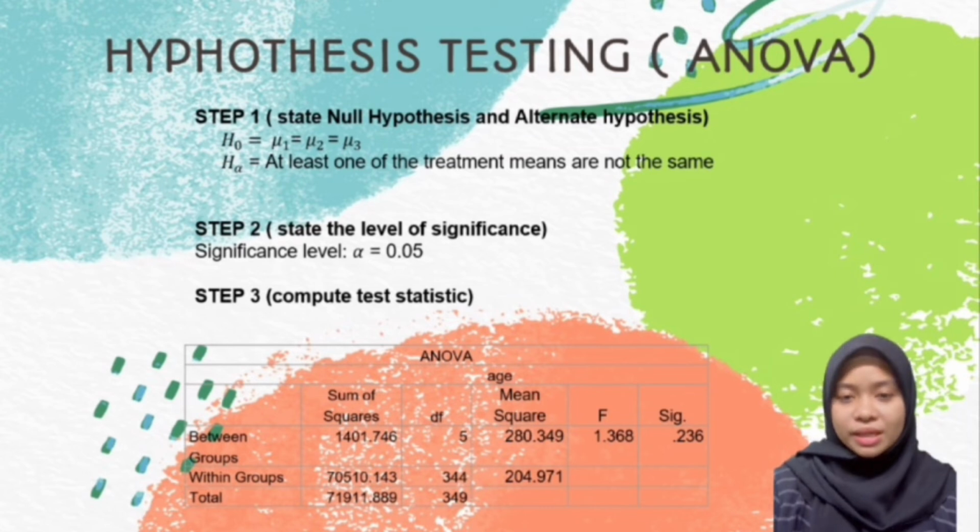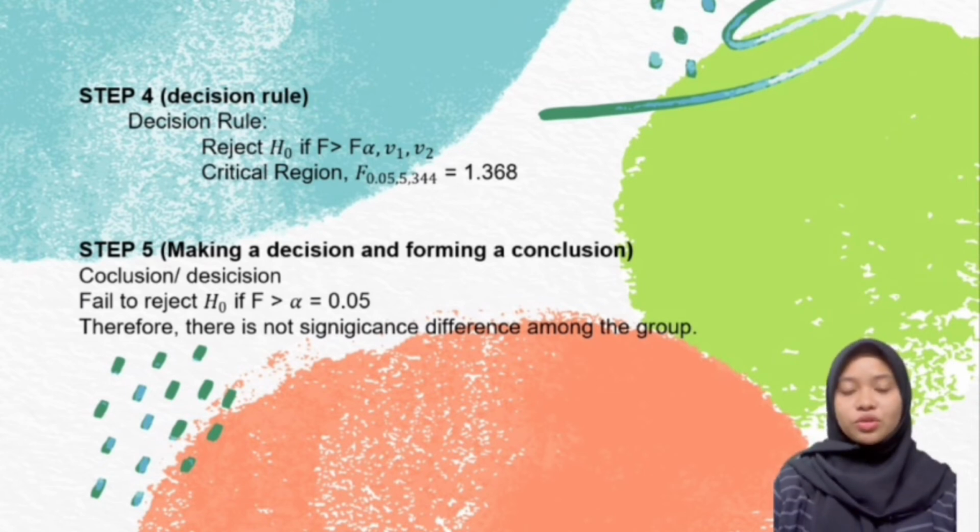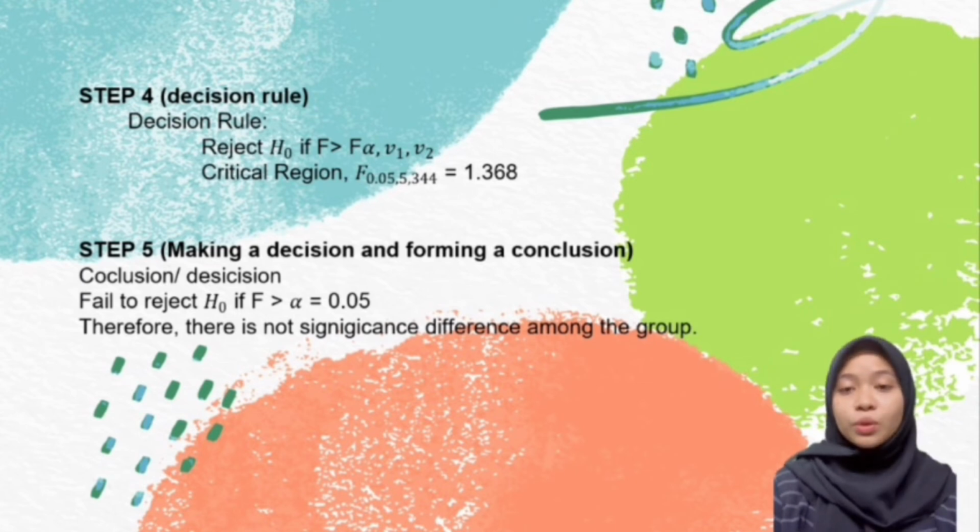We use SPSS software to make an ANOVA table. Step 4 is decision rule. Reject hypothesis null if F is more than F critical with variance first, variance second, equals 1.398. Step 5 is making a decision and forming a conclusion. Fail to reject hypothesis null if the F value is more than or equal to 0.05. Therefore, there is no significant difference among the groups.